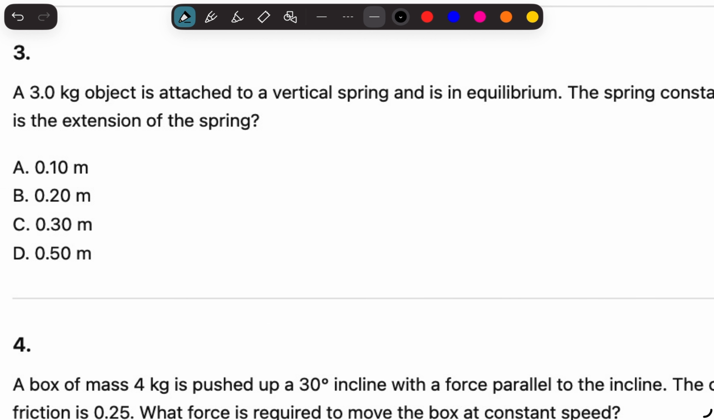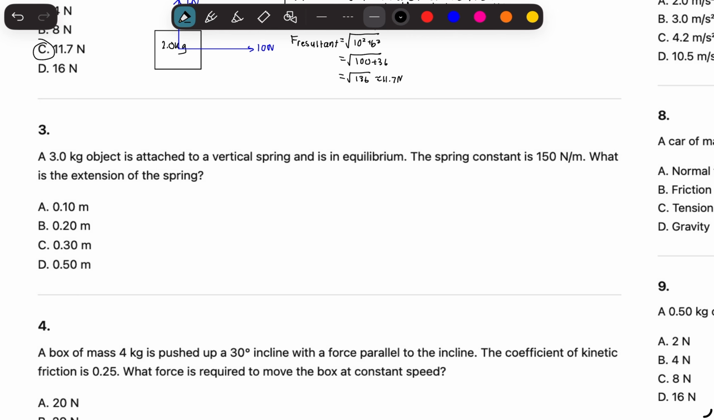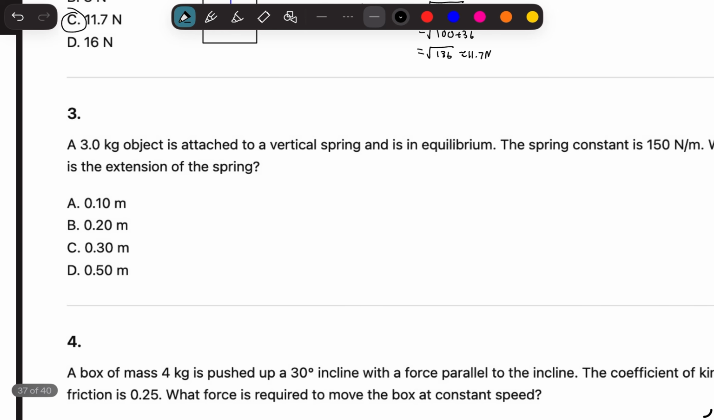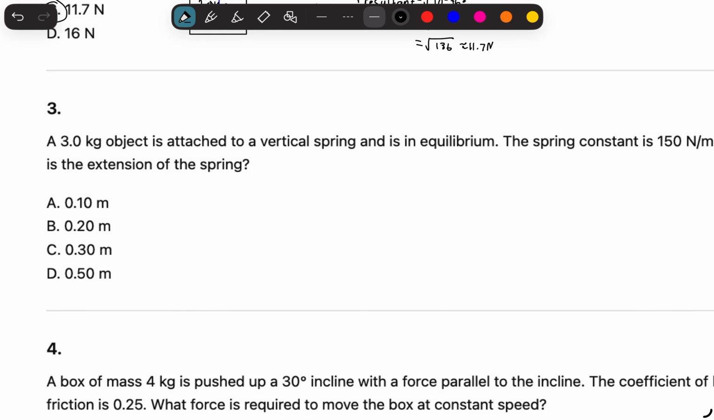A 3.0 kilogram object is attached to a vertical spring and is in equilibrium. The spring's constant is 150 newtons per meter. What is the extension of the spring?